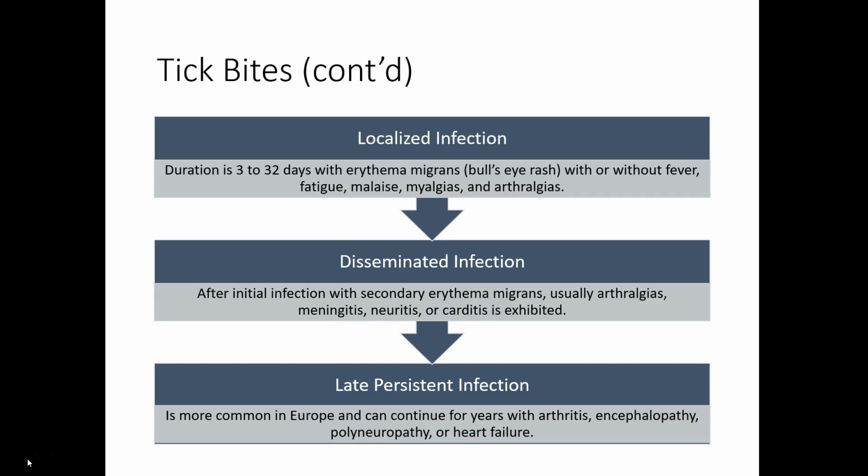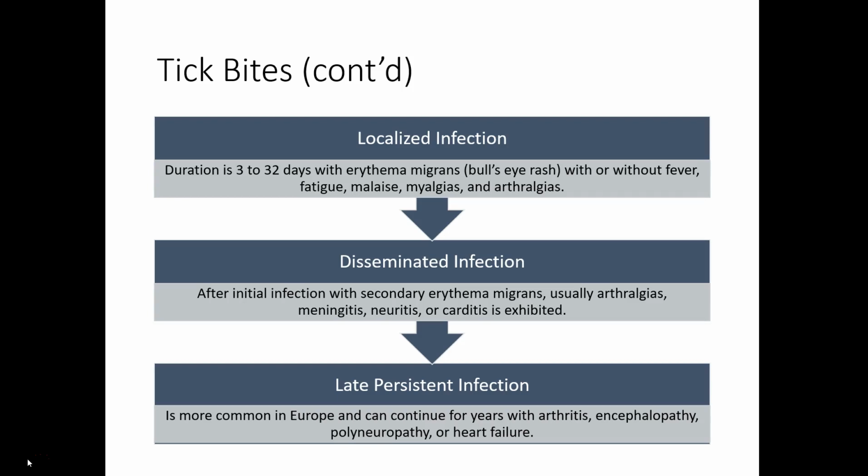The localized infection duration is 3 to 32 days with a bullseye rash with or without fever, fatigue, malaise, myalgias, and arthralgias. So they are tired, they hurt, they have this rash, they may or may not have a fever. And then we get disseminated infection. After that initial infection with secondary bullseye rash, they usually present with arthralgias, meningitis, neuritis, and there have been cases of carditis. And so you don't want to miss this diagnosis.